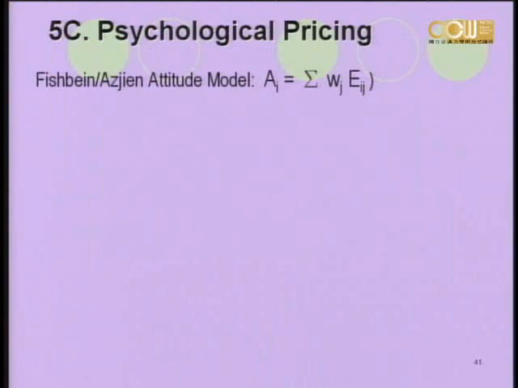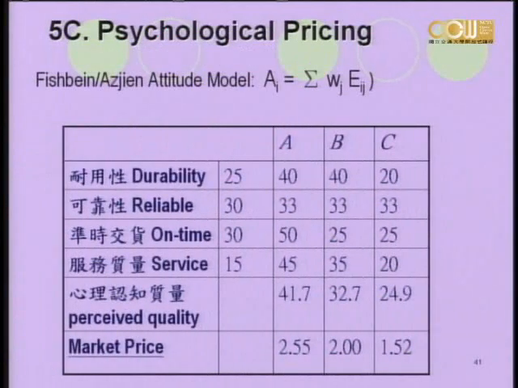Psychological pricing, we had that before, all right? Remember, I have Alice, Brenda, and Christina. These are attributes. They are different ones, okay? So attitude equals the summation of weight multiplied by evaluation. I think we ran through that before. They use this to compare to competitors and come up with a solution.